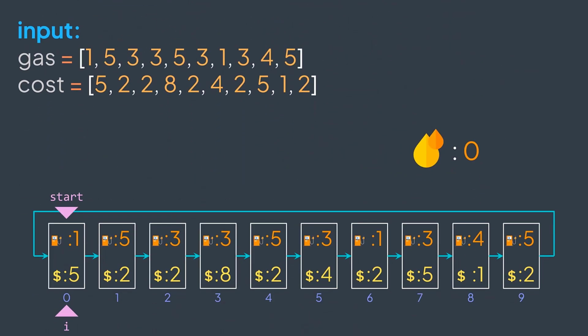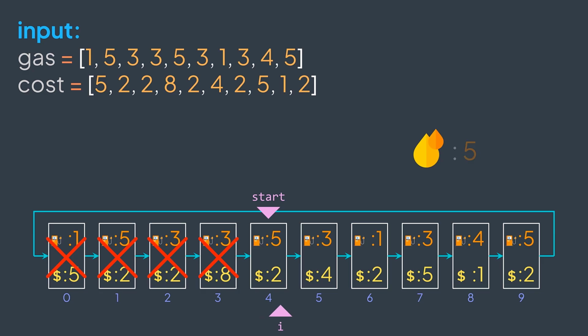With our example, we start from the beginning, remaining becomes negative, we start from I plus 1. We add 5 and we pay 2, remaining becomes 3. We add 3, we pay 2, remaining becomes 4. We add 3, we pay 8, remaining becomes minus 1, negative. What we're gonna do now is to directly start again from here, without trying again from stations 2, 3.